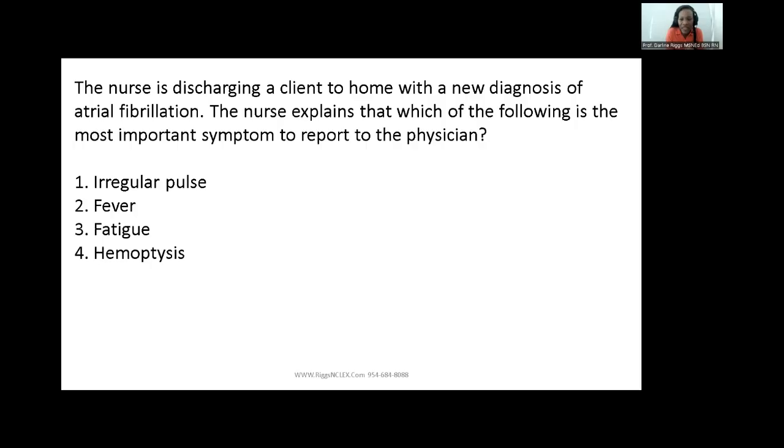Now, if you expect it, you're not reporting it. If it's within range, you're not reporting it. If it's normal, you're not reporting it. You get the point. So would I be calling the physician to report irregular pulse, fever, fatigue, or hemoptysis?